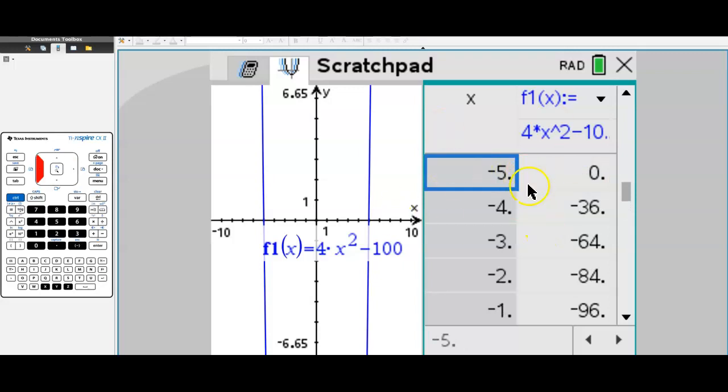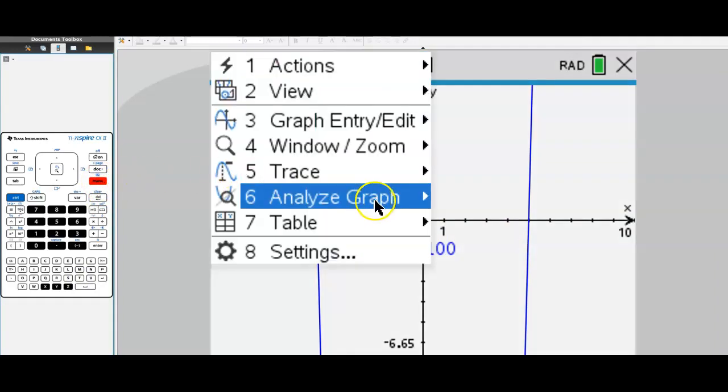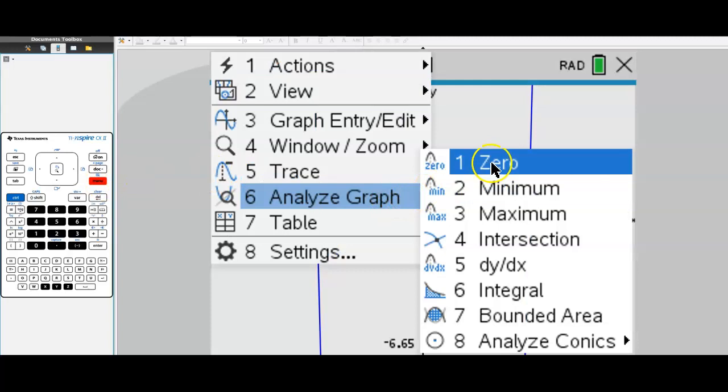Now, that is one way to do it. So graph it, Control T, look in the table. To get out of the table, click Control T again. And we can find it an alternate way. If you click Menu, and then you click Analyze Graph, it says 0.